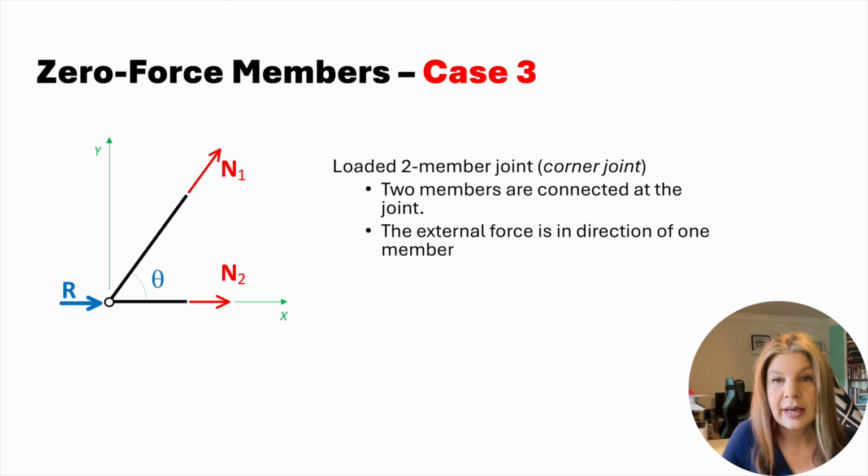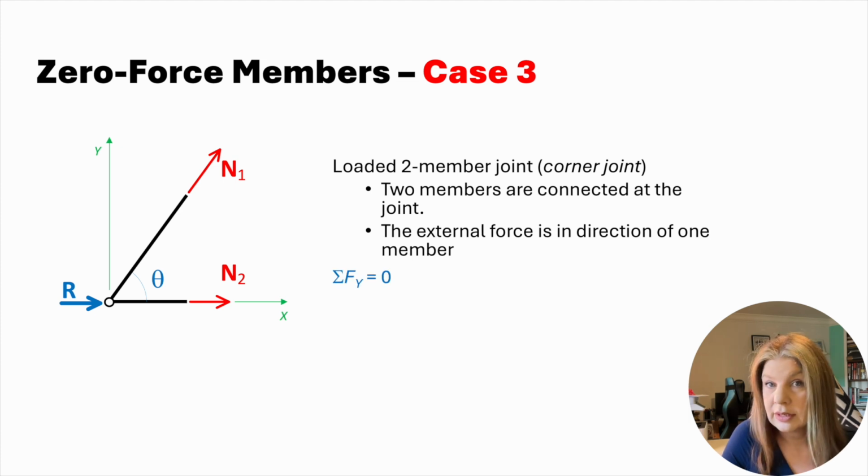So moving on to our last case, case number 3, this really is a subcase of case number 2. It happens when I have 2 members at a joint. There is an external load. Now this could be a load or a reaction force, but it is in the same direction as one of the members. So this is really like having 2 collinear forces, so very similar.